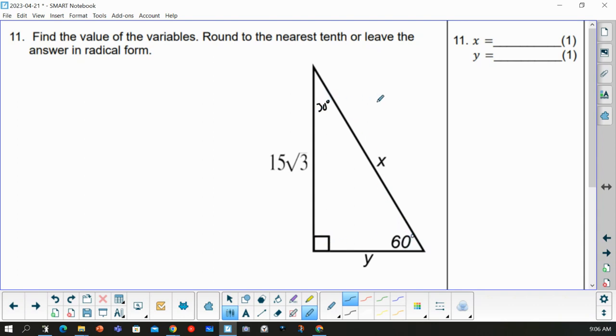a 30-degree angle. This right angle right here, this 90-degree angle, tells me that this x over here is my hypotenuse because it's opposite the right angle. That means both of these are legs, and I can tell the difference between the two legs because one's shorter than the other one, so we'll call the shorter leg the short leg. And we'll call the long leg over here the long leg.